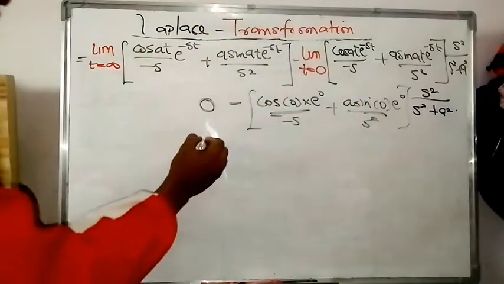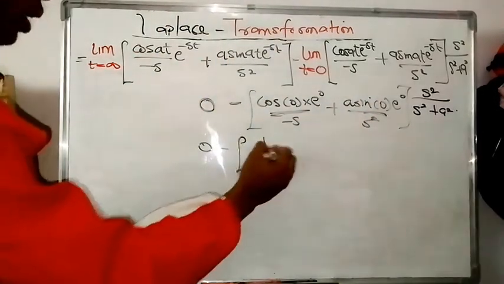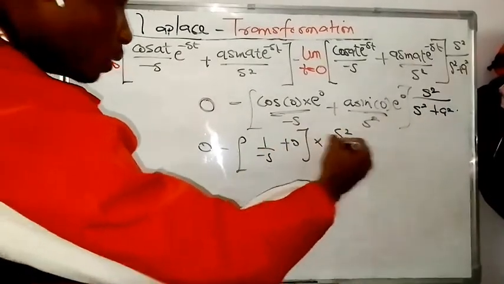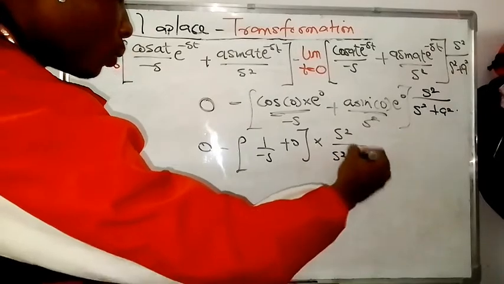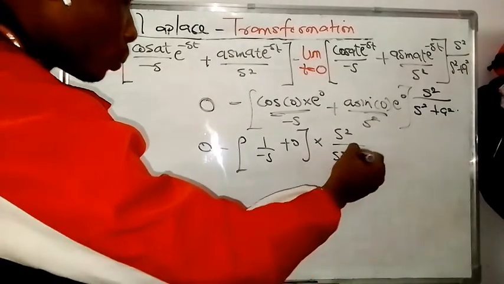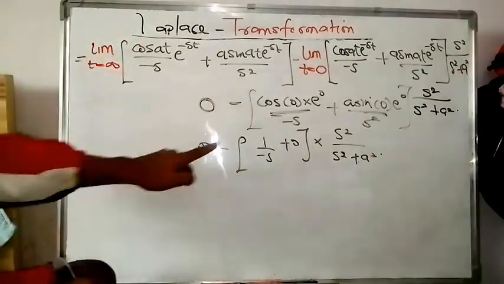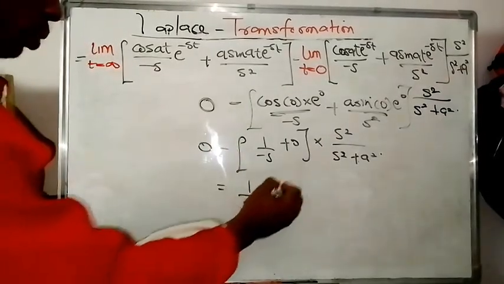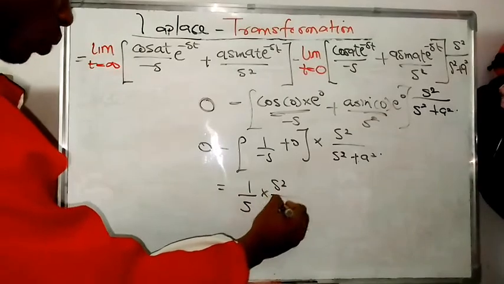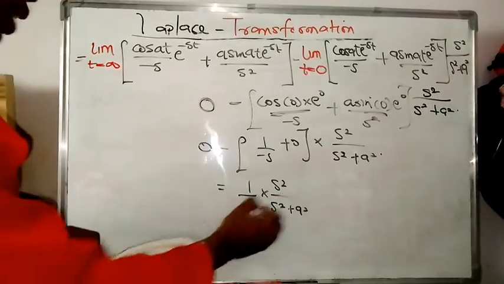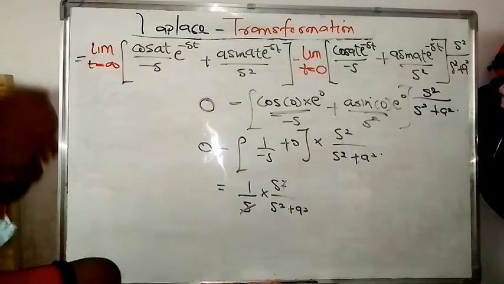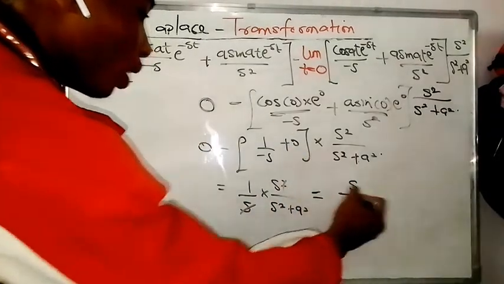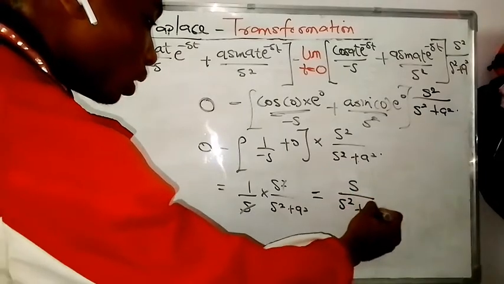So this is 0 minus open bracket 1 divided by minus s plus 0 times s squared divided by s squared plus a squared. Minus times minus is plus, so this is 1 over s times s squared divided by s squared plus a squared. So s eventually cancels out s, and we are left with s over s squared plus a squared.